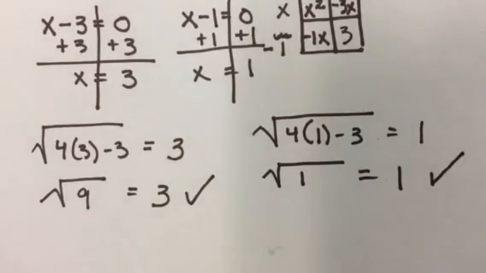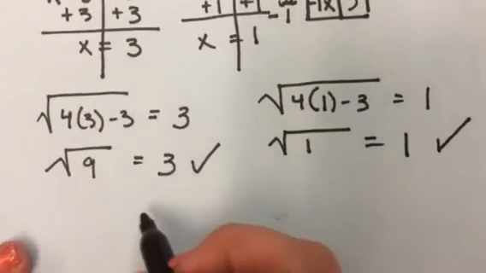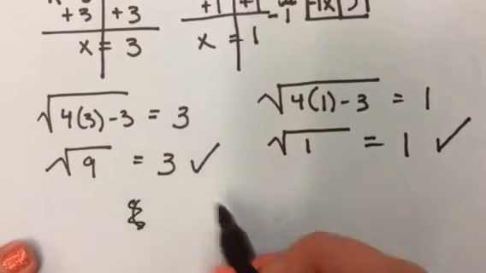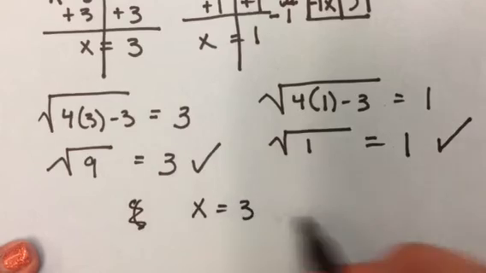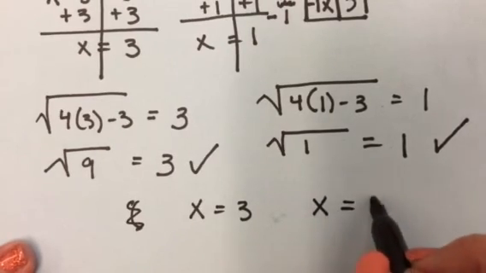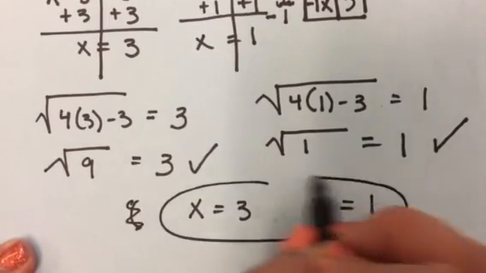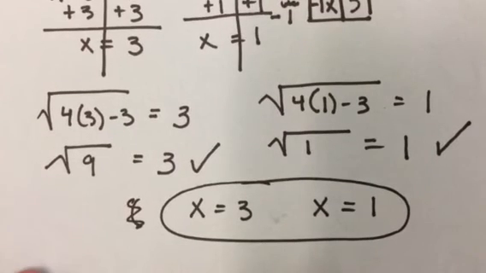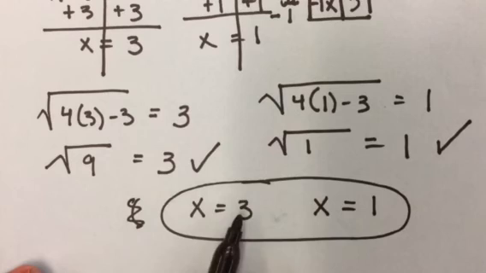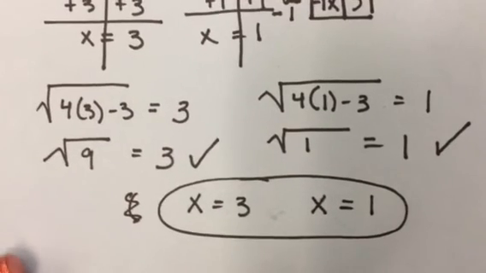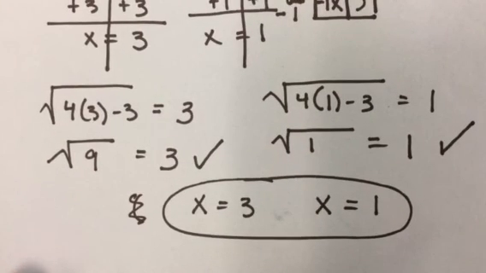That also checks. So now we know that there are two solutions. X equals 3 and what? X equals 1. So here are our solutions to our equation. Now remember to always check because sometimes one won't work. If one won't work, we have what's called an extraneous solution. So make sure you're looking out for those extraneous solutions.